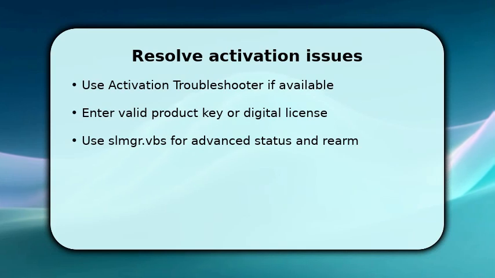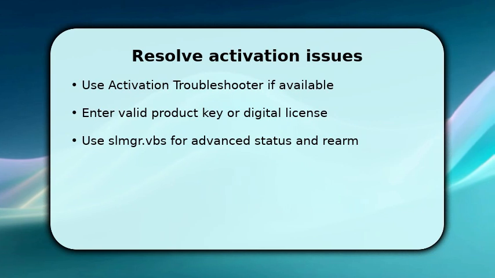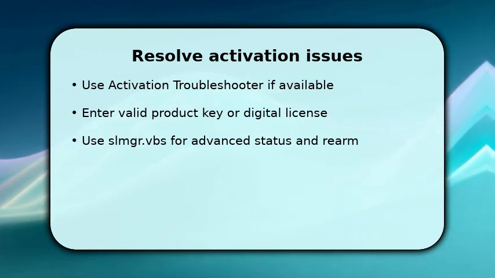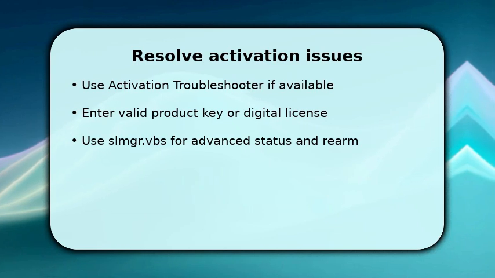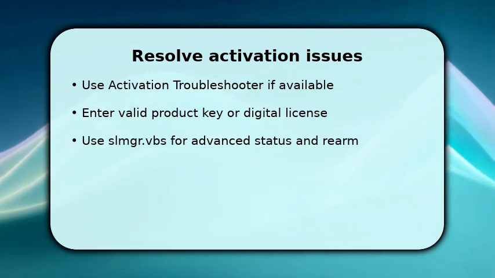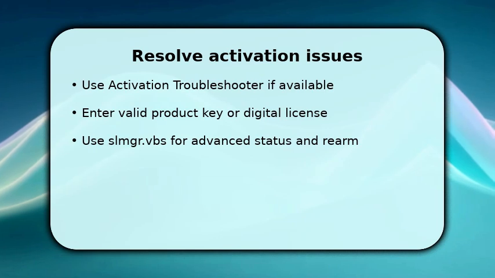Next, you perform the repair actions that actually fix expiry notifications. If Activation Troubleshooter appears, run it and follow prompts. It often relinks digital licenses. If you have a key, open Activation, choose Change Product Key and enter it.